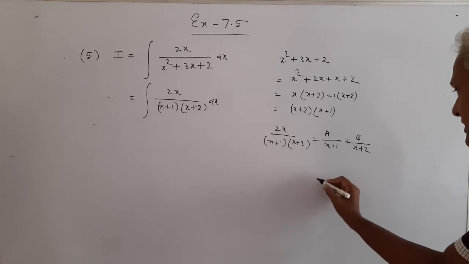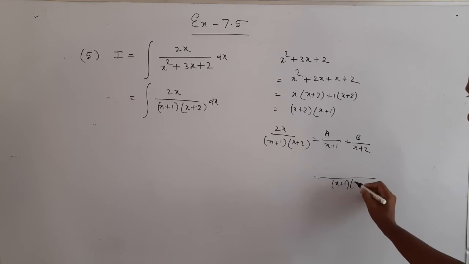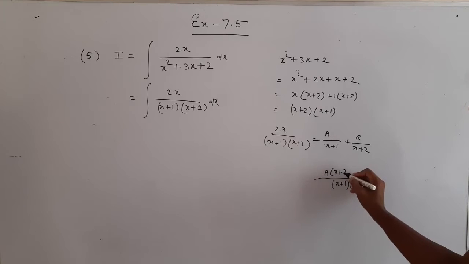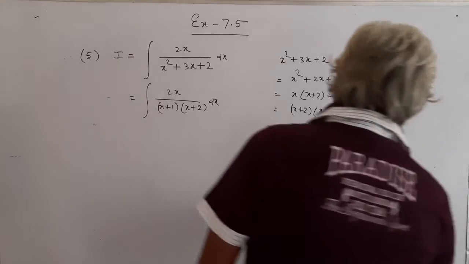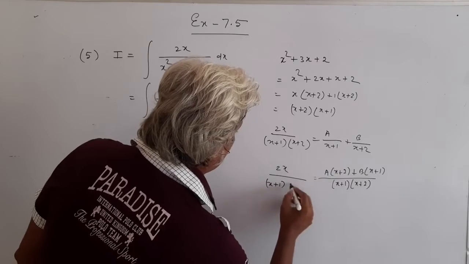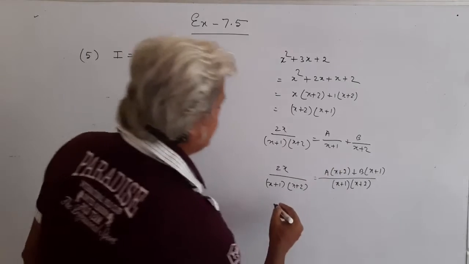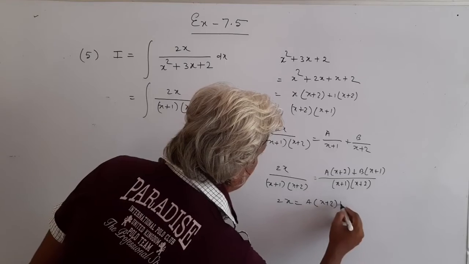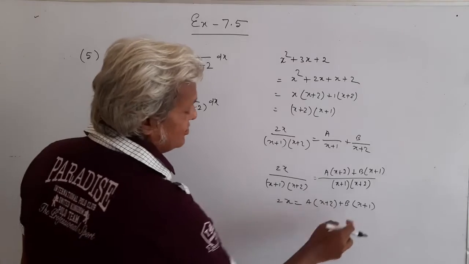Then I take the LCM directly, so this becomes x plus 1 and x plus 2, and the numerator is a times x plus 2 plus b times x plus 1, and this equals 2x over x plus 1 x plus 2. Now if I compare the numerators, I get 2x as a times x plus 2 plus b times x plus 1. Now try to get rid of these factors one by one.